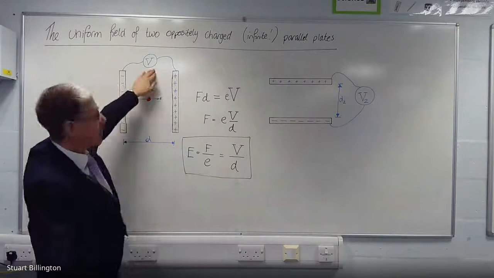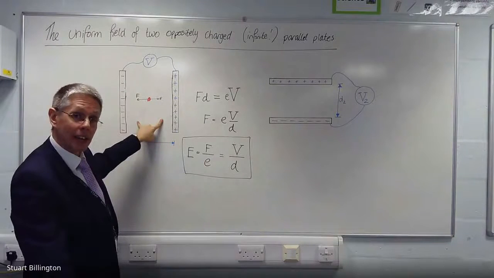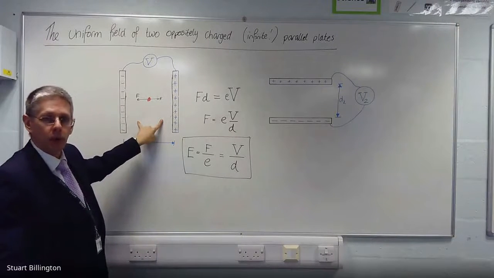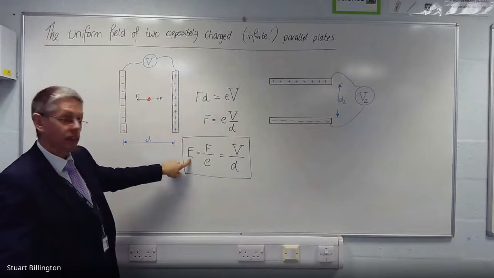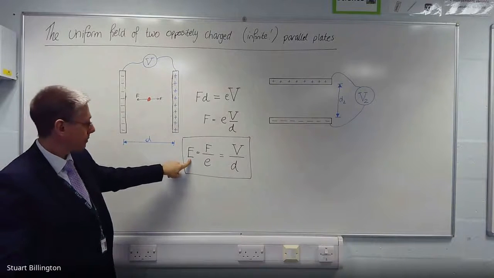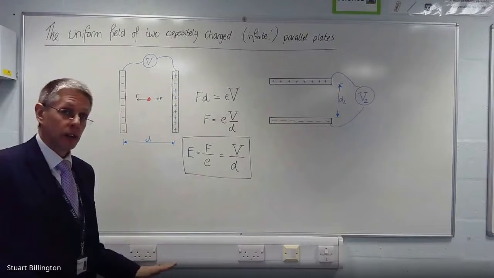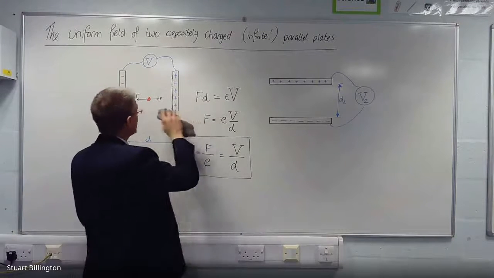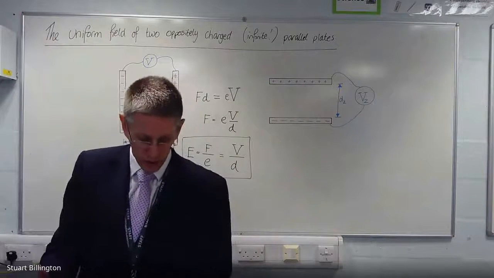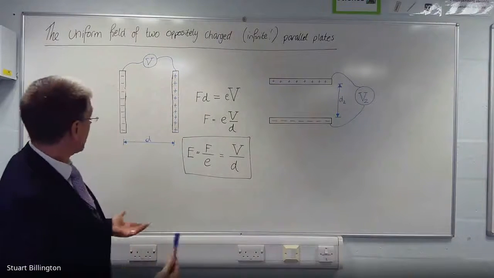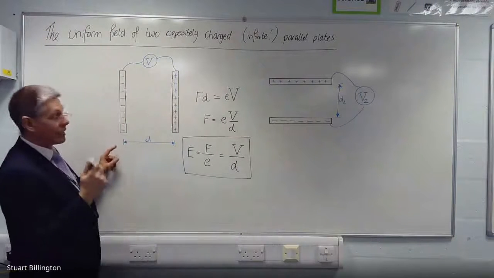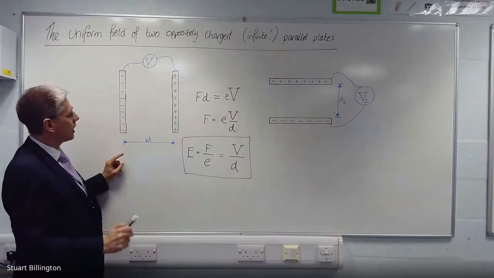So this might be 1,000 volts. This might be 10 centimeters, 0.1 of a meter. So you just divide 1,000 by 0.1 and you get an electric field strength of 10,000 newtons per coulomb. It's just a constant number. Because it's a constant number, we represent the direction by lines with an arrow, and that direction is the direction that a positive charge would move in.